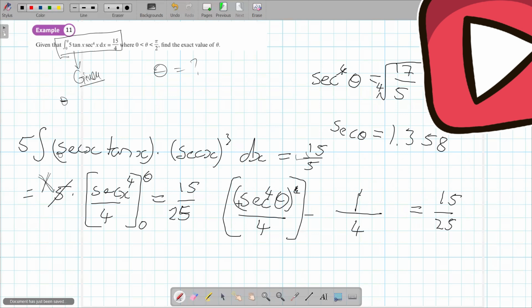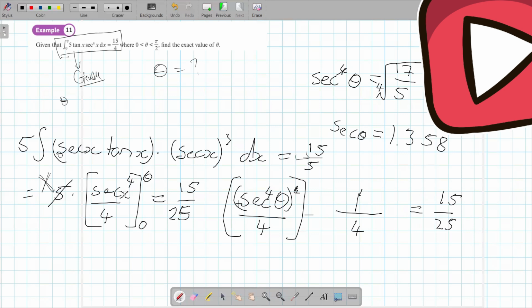Is your calculator in radians measure? Yes, it is. So what is the answer? It should be 0.743. Okay, that's fine.